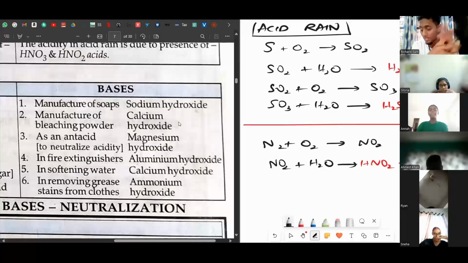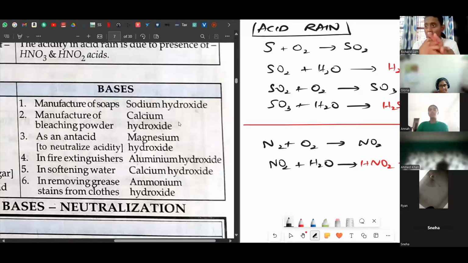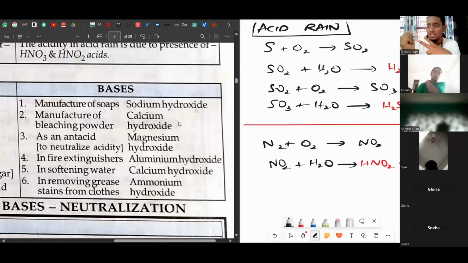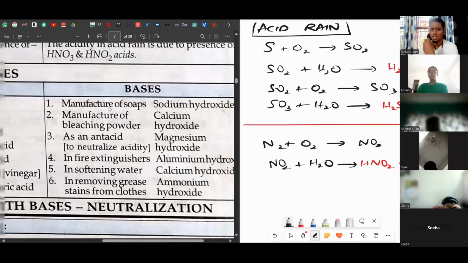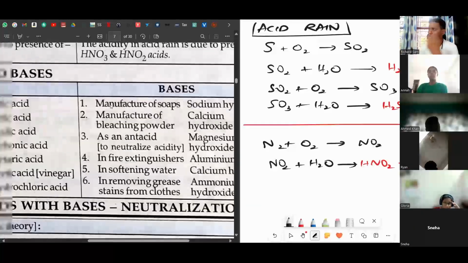I explained to you that the two strong bases are potassium hydroxide and sodium hydroxide. And the two weak bases or weak alkalis are calcium hydroxide and ammonium hydroxide. So here we can see three of them at least. The strong one is sodium hydroxide. That is used in manufacturing of soap. By the way, what is the taste of acids and bases? How do acids taste?